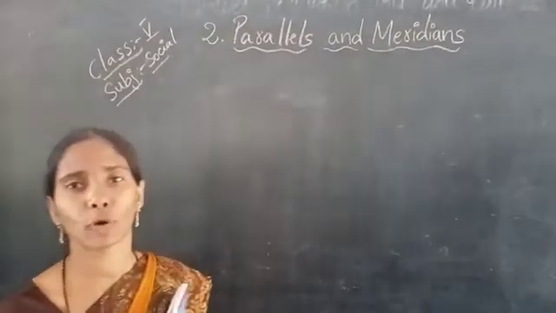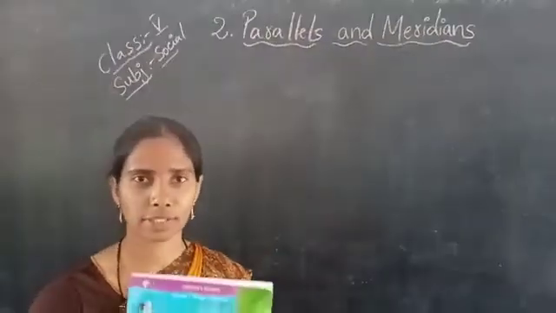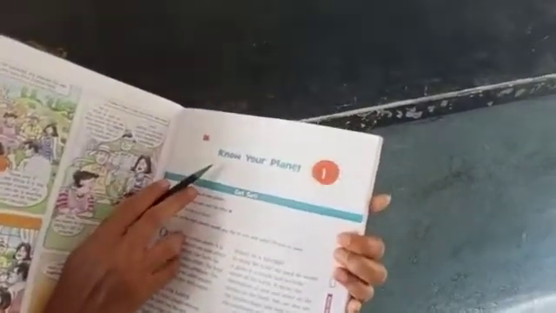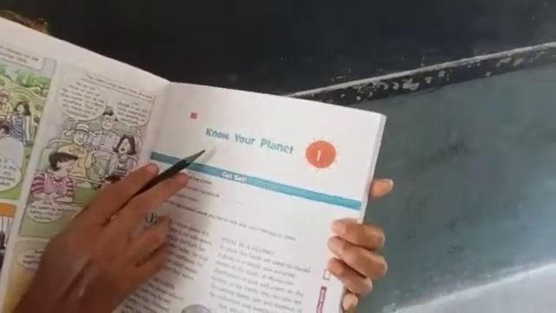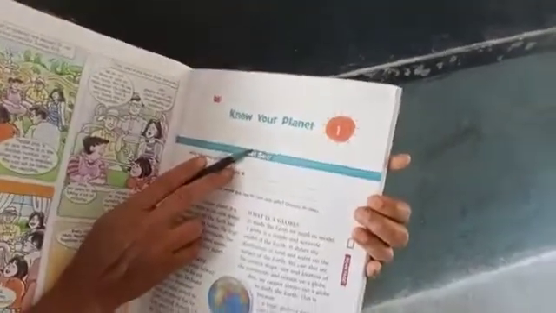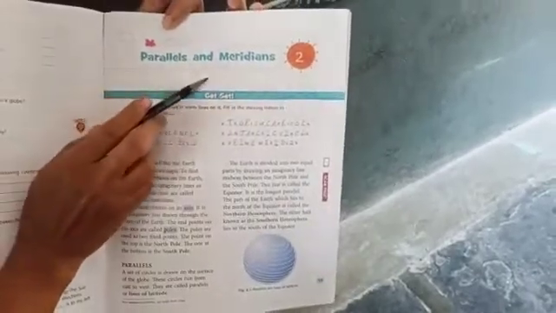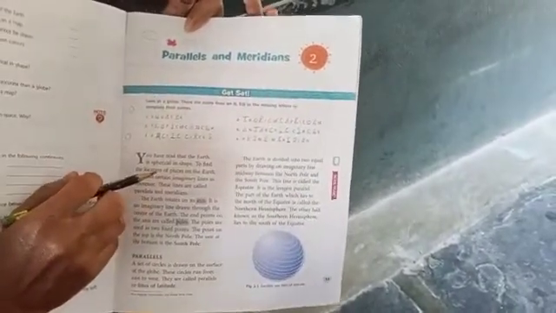Okay children, all of you open your social textbooks. This is our 5th class social textbook. You have to open page number 9. This is our lesson Know Your Planet, the first lesson in 5th class. Next, we have to go to the second lesson, Parallels and Meridians. I will read the lesson.